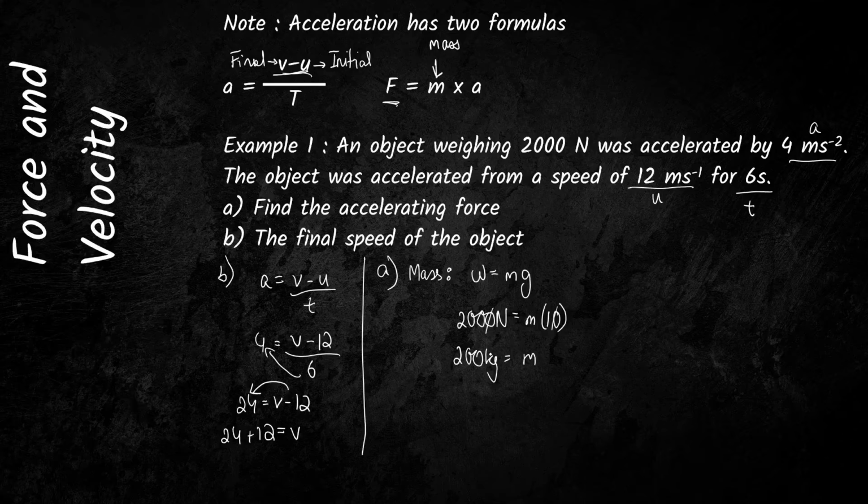So from this point, it generally becomes very easy. Force is equal to mass, which is 200 kilograms, times acceleration, which is 4 meters per second squared. So the force, or the accelerating force on the object, is 800 newtons. All right, so I hope that this made sense to everyone.